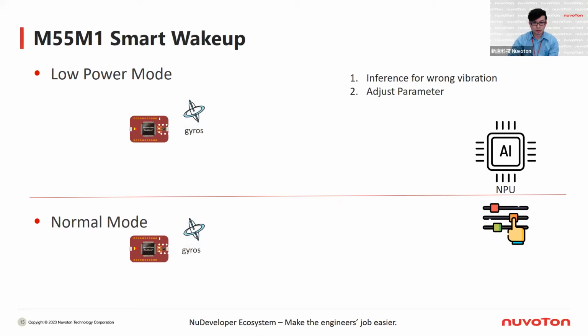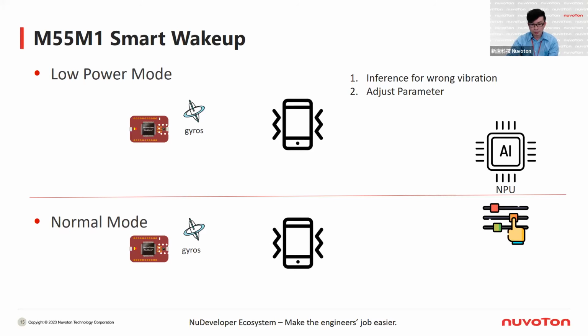Okay, this is about the smart wake up. In the smart wake up feature, we use different types of sensors, with the gyroscope sensor as an example. Initially, there is no vibration. When a certain level of vibration is detected, smart wake up activates and switches the system from low power mode to normal mode. The NPU will infer whether the vibration is indeed human. If it is a false alarm or an incorrect vibration, the system returns to low power mode.